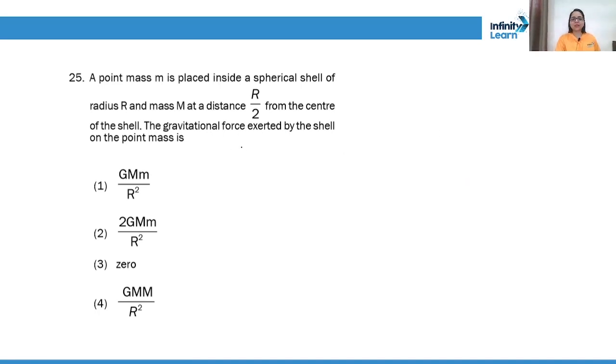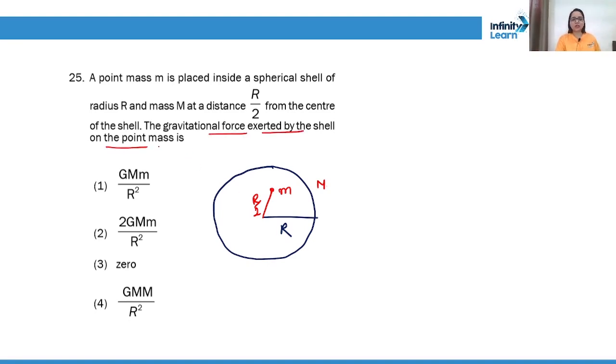A point mass m is placed inside a spherical shell of radius r. So this is spherical shell of radius r, and one point mass is placed at a distance r by 2 inside the shell. The gravitational force exerted by the shell on the point mass is. So gravitational force is m into gravitational field intensity. Inside the spherical shell, gravitational field intensity is 0. So if gravitational field intensity due to the spherical shell inside is 0, then force on this particle will be 0. So correct answer is option 3.